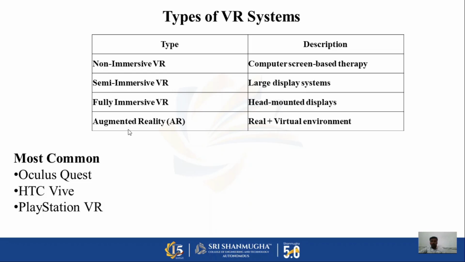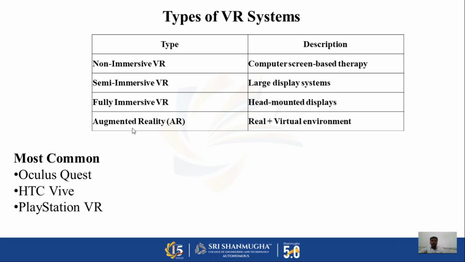So fourth one, augmented reality. AR combines virtual objects with the real world. For example, virtual exercise instructions can appear in front of a patient while they remain in their actual environment. Popular devices include Oculus Quest, HTC Vive and PlayStation VR, which are used for augmented reality.